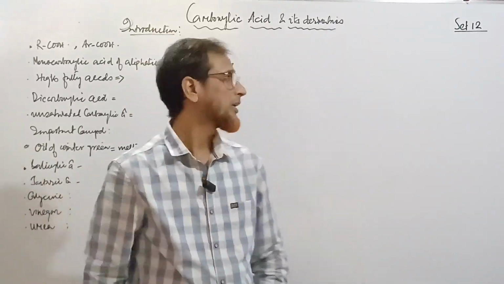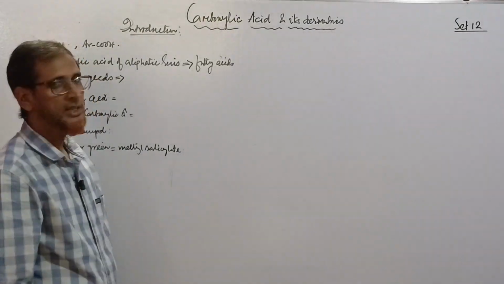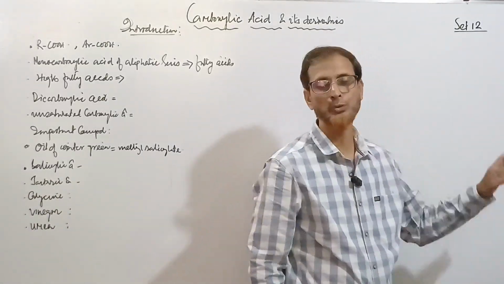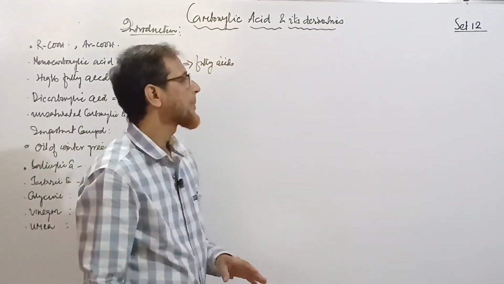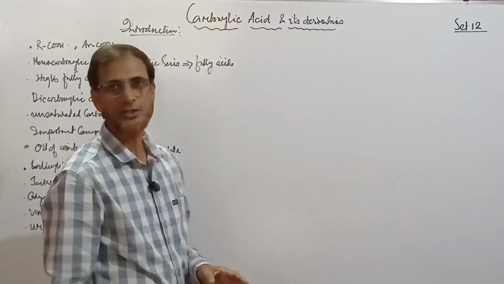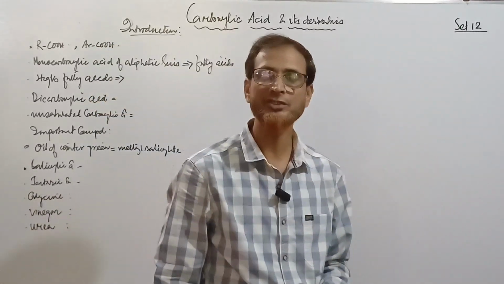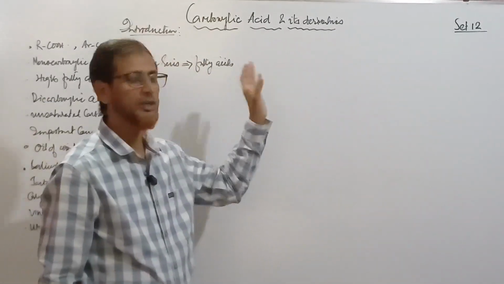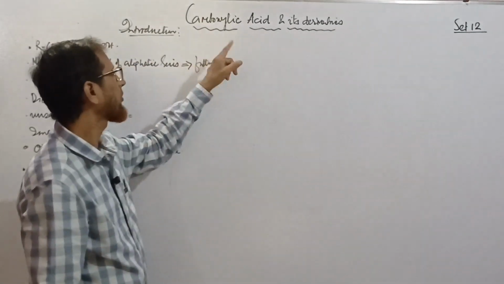Yes, today is the class on carboxylic acid and its derivatives, and it is set number 12, a continuation of set number 2 and set number 11. In consecutive sets we are going to solve a lot of questions from competitive exams and a lot of questions for practice, and these are the practice set solutions. This is a very important topic: carboxylic acid.